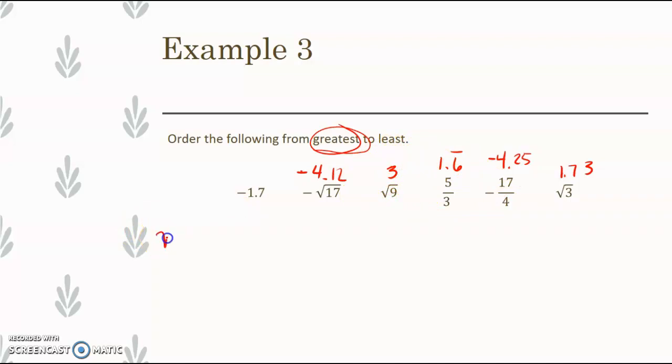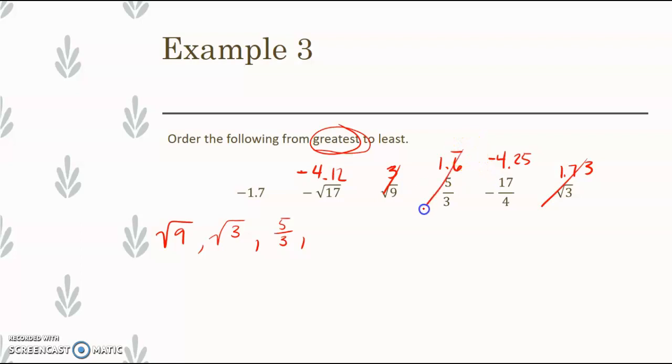So now I'm going to start with the biggest number, which is going to be my 3, actually, I'm going to write square root of 9, because we're going to write the original form. So square root of 9, and then I'm going to go to my next biggest, not the negatives yet. So I've got to decide, is it 1.73 or 1.6? And the answer is 1.73, so we're then going to have the square root of 3. And then our last positive is our 1.6 repeating, so that would be 5/3.